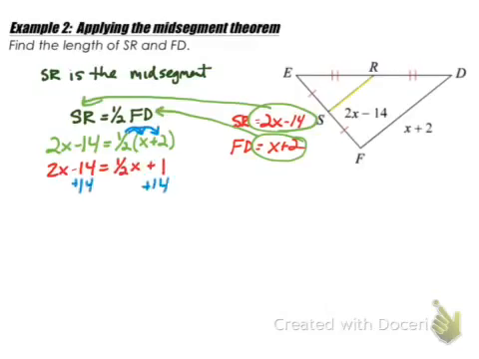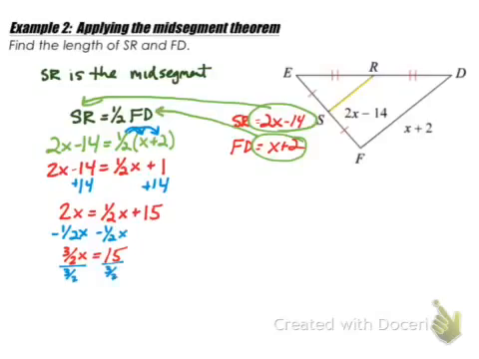Then we're going to add 14 to both sides, trying to solve for the value of x. We get 2x is equal to 1/2 x plus 15. So we're going to bring the 1/2 x to the other side of the equation. You get 3/2 x equals 15. Divide both sides by 3/2. x is equal to 10.